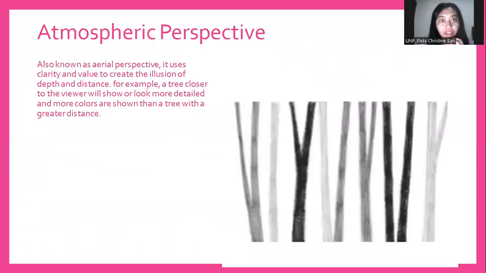This is about atmospheric perspective. What is the meaning of this? It is also known as aerial perspective. It uses clarity and value to create the illusion of depth and distance. For example, a tree closer to the viewer will look more detailed and more colorful, as shown, than a tree at a greater distance.